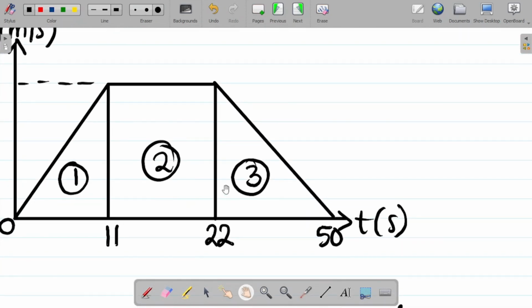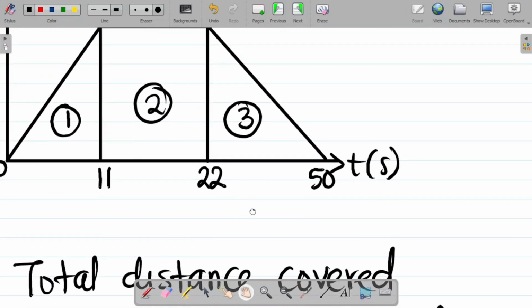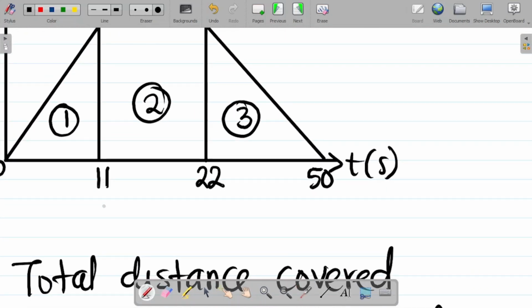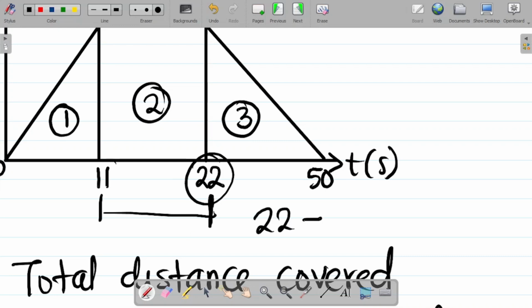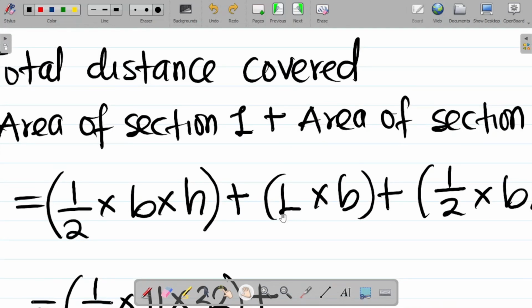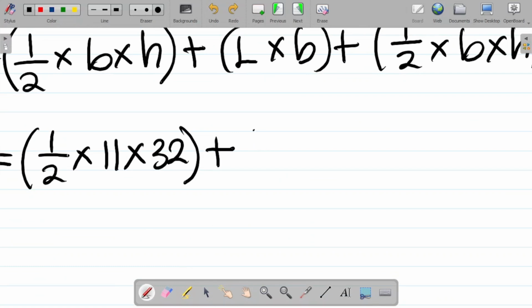Section 2 is a rectangle. The area becomes the breadth times the height. The breadth is from here to this point here. This point here is 22. It becomes 22 minus, this initial point here is 11. So 22 minus 11 becomes 11. So your answer will be 11. That means the breadth is 11.